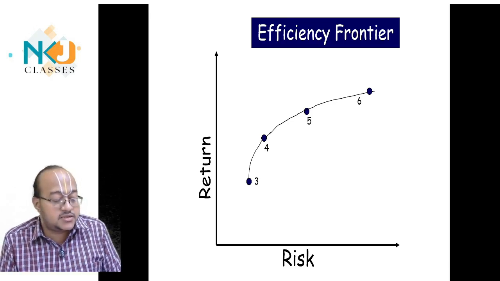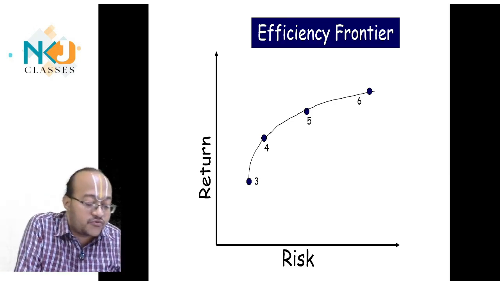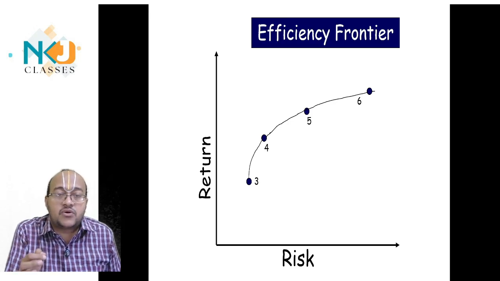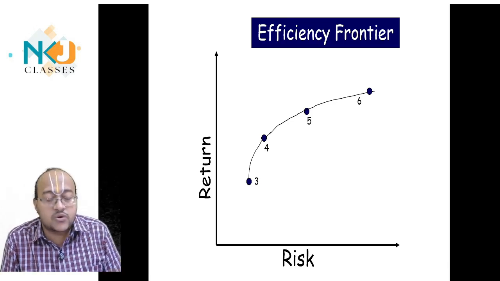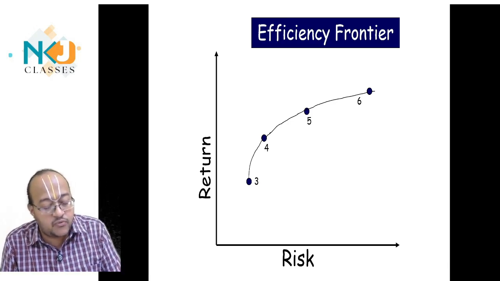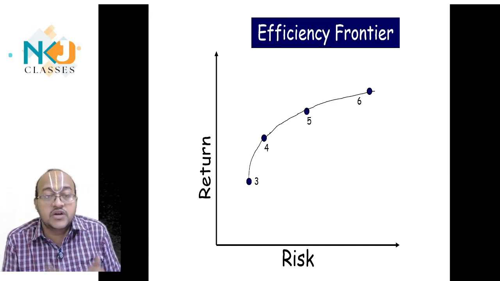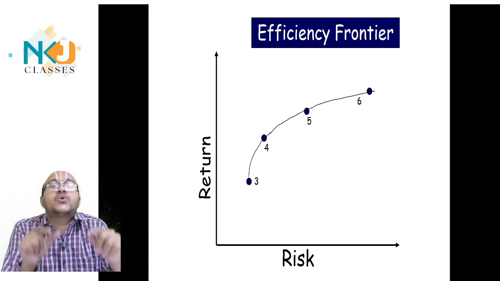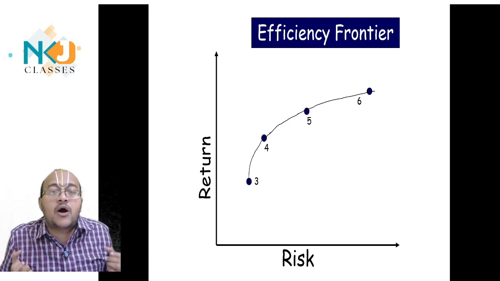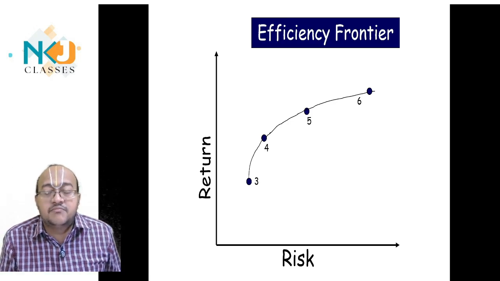In point number 1, efficiency frontier, all these portfolios which are lying on the efficiency frontier are efficient or inefficient? Efficient. So equally good. Portfolios 3, 4, 5, 6 are all equally good, correct? So which portfolio should I select, you will ask. It depends on your risk appetite. It depends on how much risk you can take. Are you understanding? Very simple.